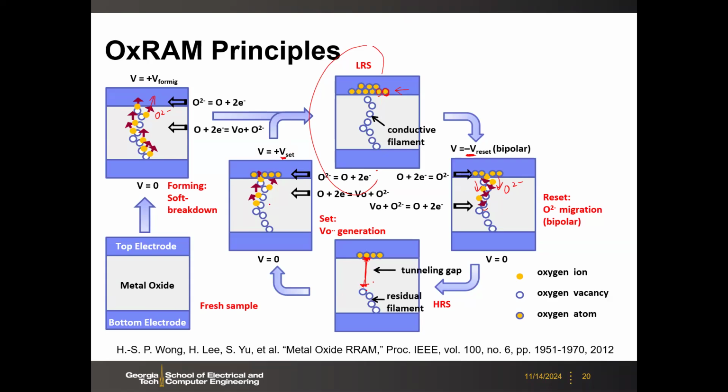But the thing here is that this is a stochastic process. So every time you create this filament, the shape may vary a little bit. That will give you the variation in terms of the switching voltage and the resistance values. So that's the fundamental mechanism. You cannot get rid of that because the atom movement is not under your control.